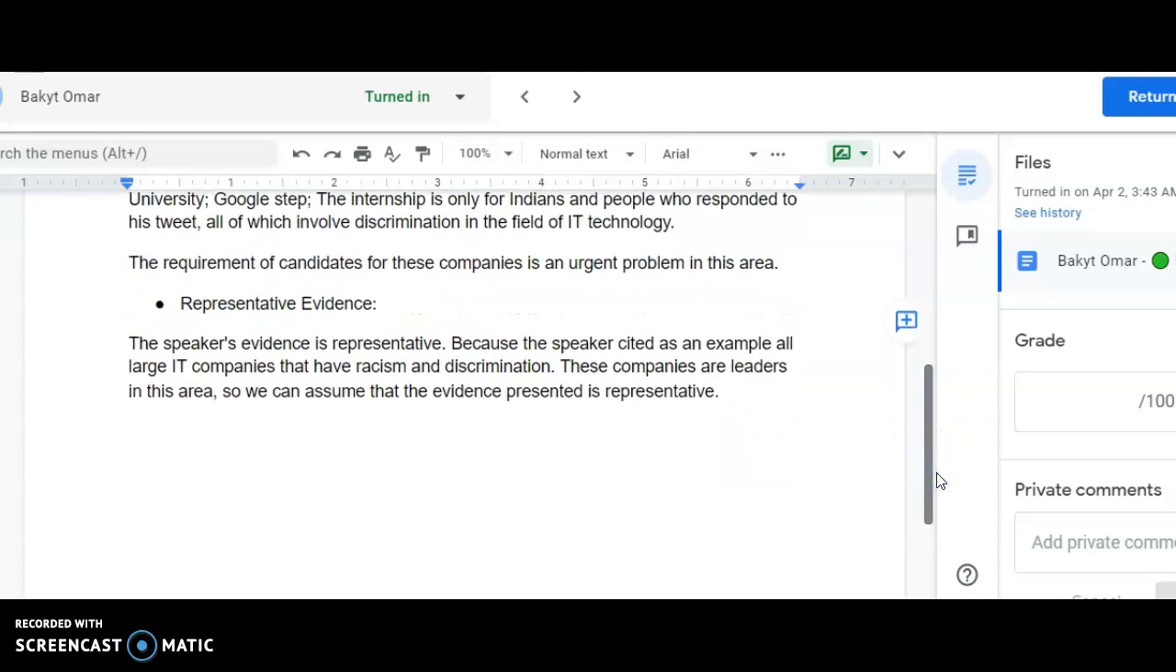Now, as far as representativeness, you're saying it is representative because the speaker cited it as an example. All large IT companies have, well, yeah, that's the thing. Does it prove that all large IT companies have racism and discrimination? And here we're not talking about companies being racist generally. We're just talking specifically about diversity programs, some of which are internship programs.